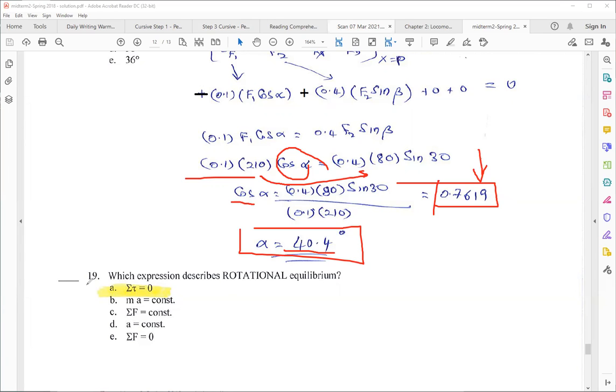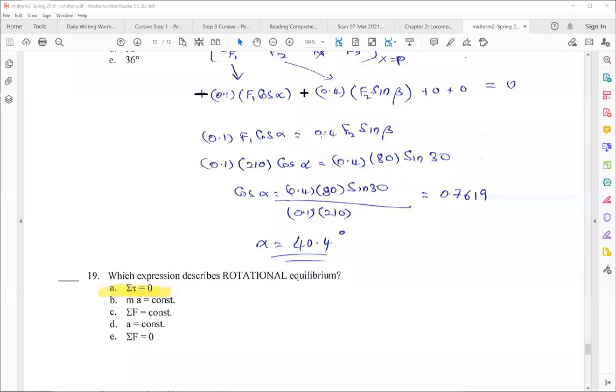Now, question 19, which expression describes rotational equilibrium? Rotational equilibrium, like we saw many times, and applied in a number of problems in this midterm and the previous one, will be reached if we have net torque equal to 0. So if that's the case, then you have the system in rotational equilibrium. Now let's go next.